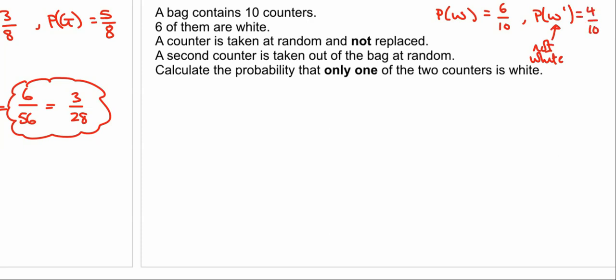So if they don't tell us another colour, and we don't particularly care what that colour is, we're just going to choose not white. Not replaced. That means it's dependent, so there are the 2 obvious key signs, eaten or not replaced. So let's have a look at counter 1, counter 2.